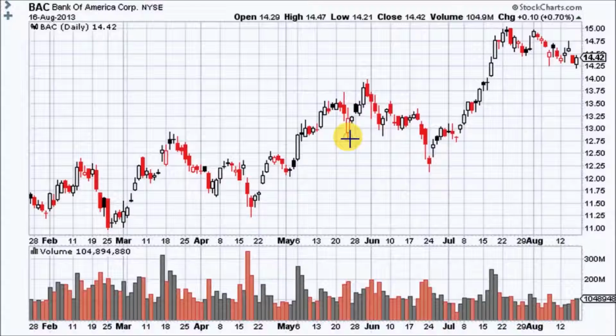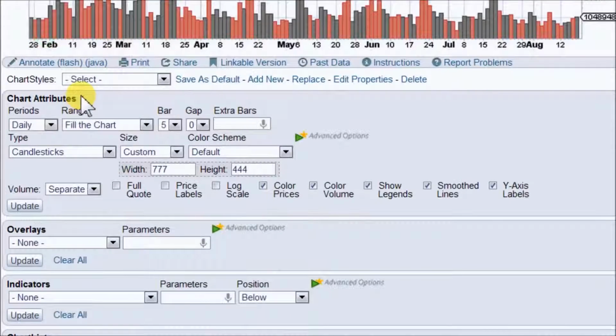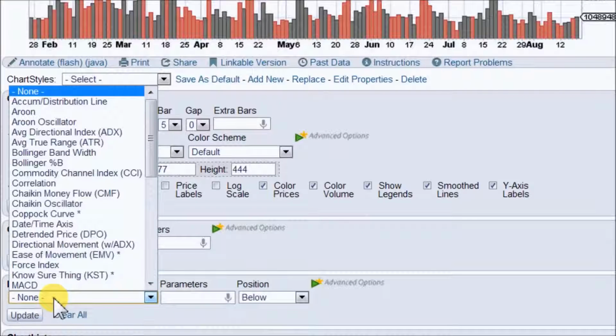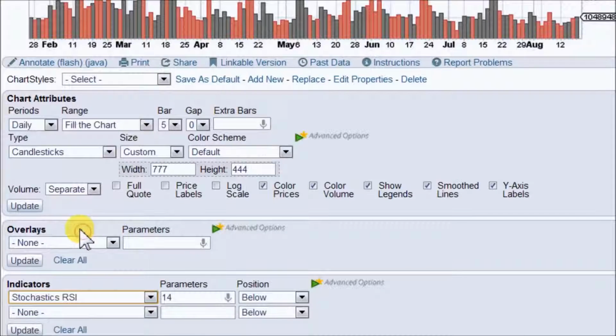So let's go ahead and load it up here on this chart for Bank of America, BAC, here at stockcharts.com. If you scroll down to the chart attributes area at the bottom, click in the indicators box and then scroll down to Stochastics RSI, and the standard setting is 14. It's going to give you a lot of signals, so if you would like to smooth it out, make this parameter larger and the lines won't be so jagged. You really don't want to set this one much quicker than 14. So let's go ahead and click Update.